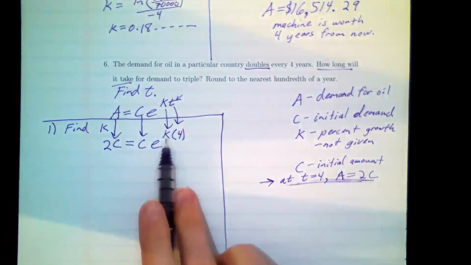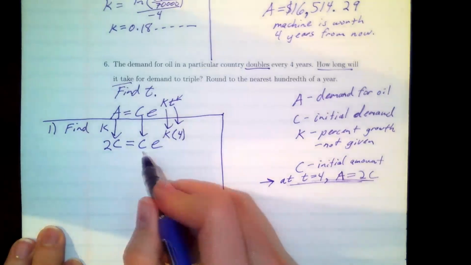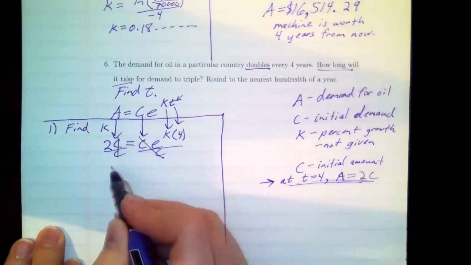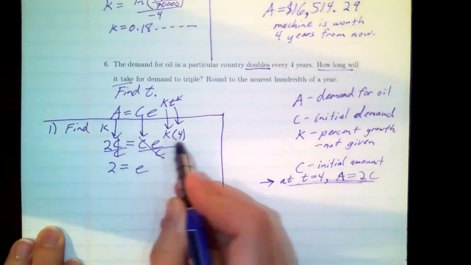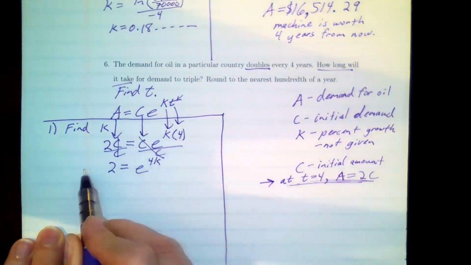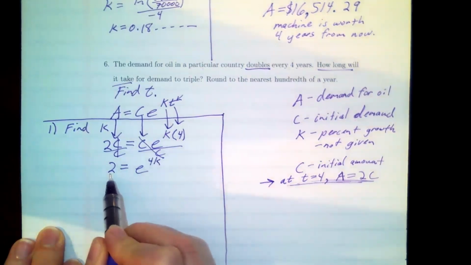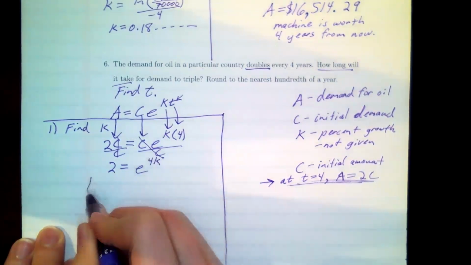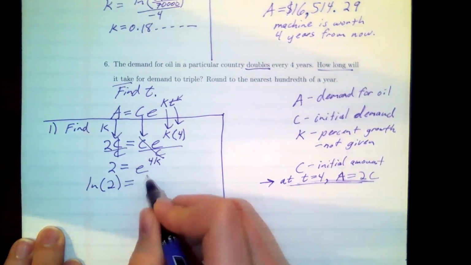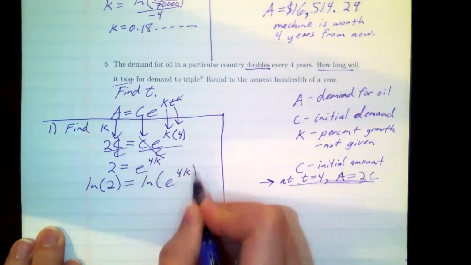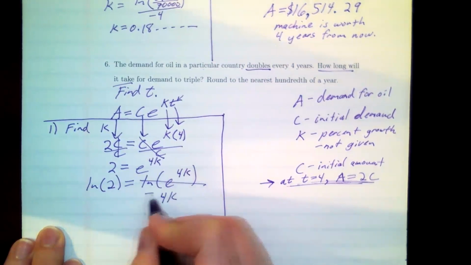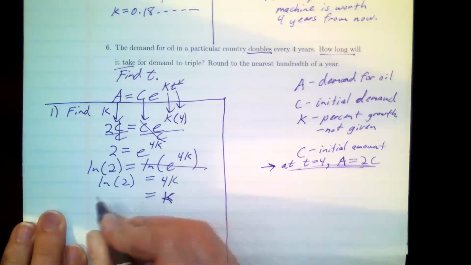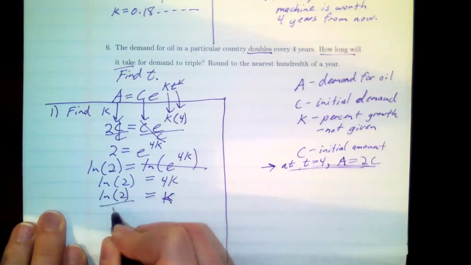So let's go about solving for K just like we have previously. What would you do? You divide both sides by C. C divided by C cancels, and you've got 2 equals e to the 4K. This is no coincidence. This is your doubling. Let's solve for K. The ln of 2 is ln e to the 4K. ln and e cancel. I've got 4K is equal to ln of 2. Solve for K by dividing by 4. And then you have your K.